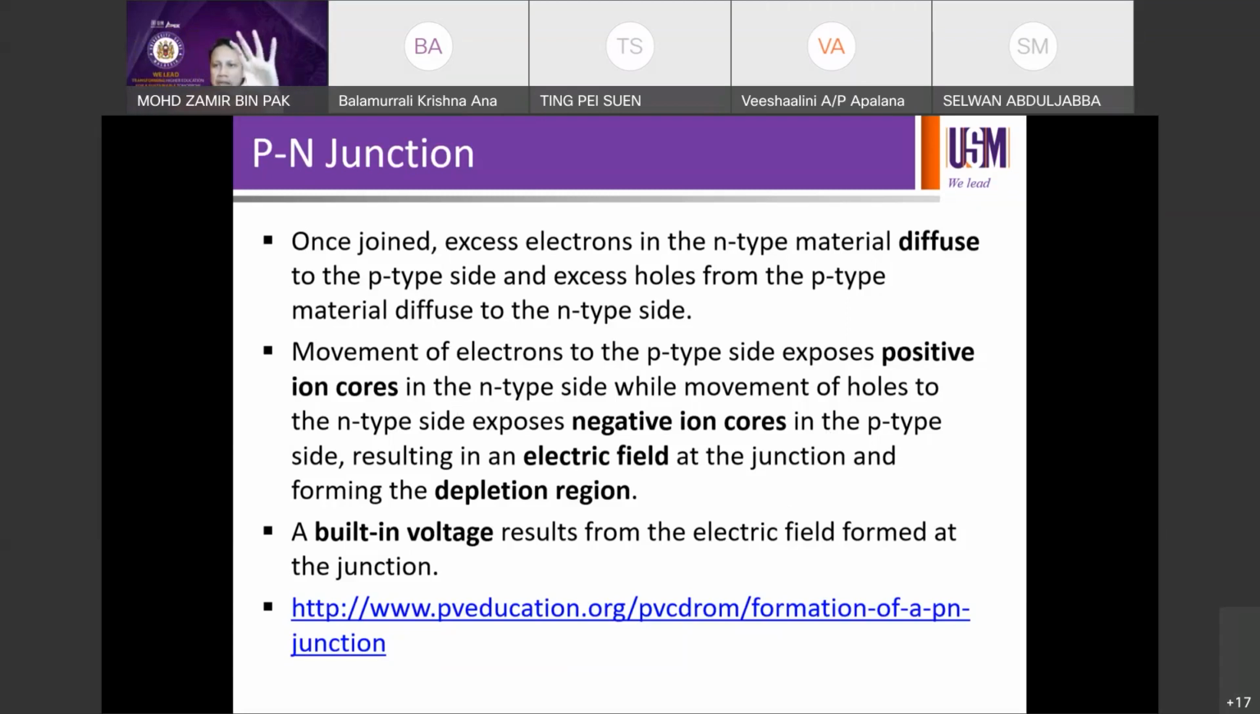And these positive ion charges in the N, opposite: you start off N, you will get positive ion charge. You start off P, you're going to get negative ion charges. And these ion charges only take place, or are only created, near the junction, okay, near the junction.